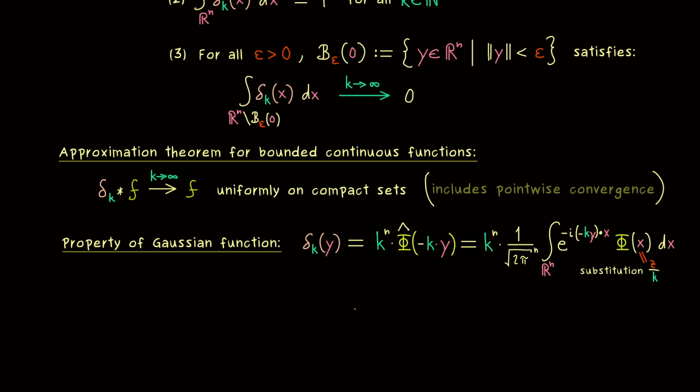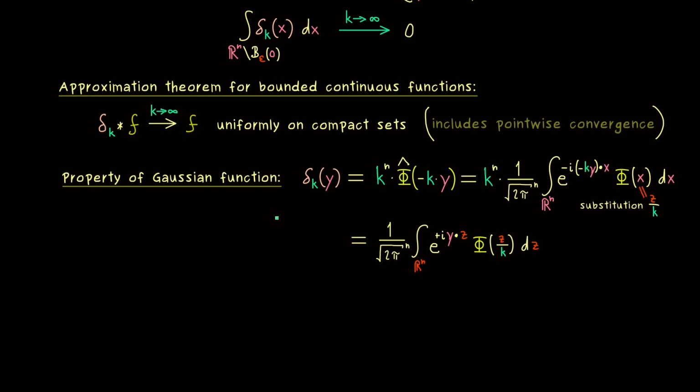So you see the whole thing here just allows us to rewrite our delta k. And moreover, this substitution also cancels the factor k to the power n. And at this point you should see that the exponential function is e to the power plus i, as we want to have it in our inversion formula. So indeed we are almost there, we just have to put everything together now.